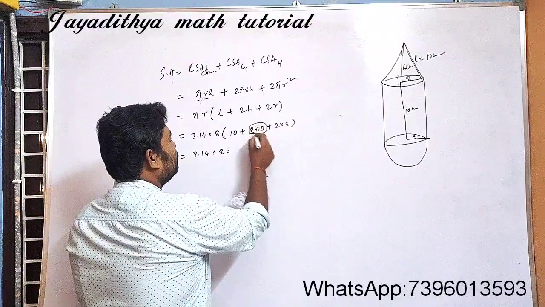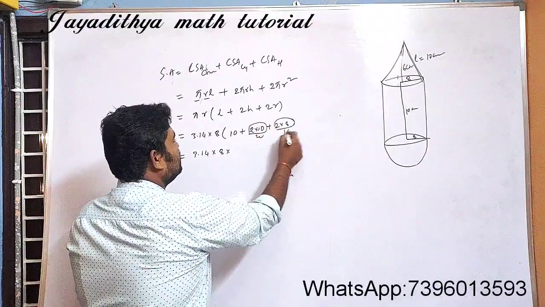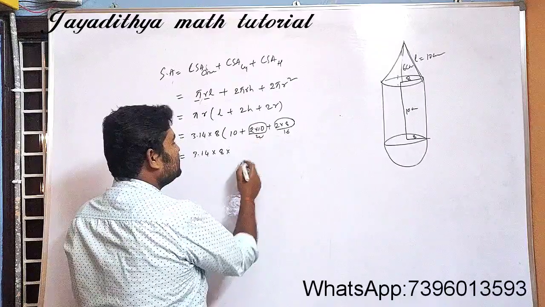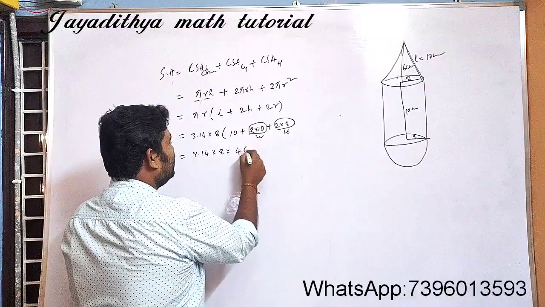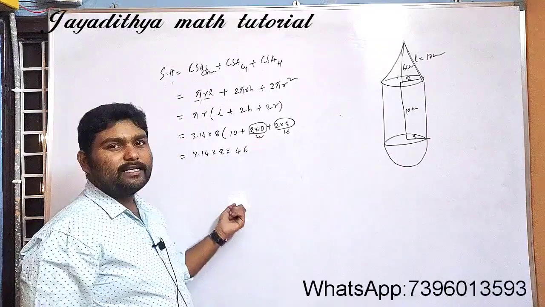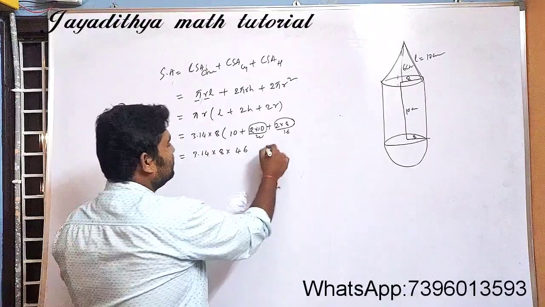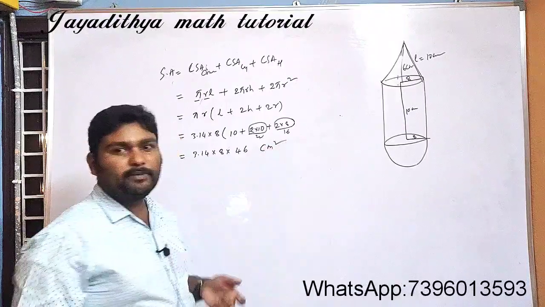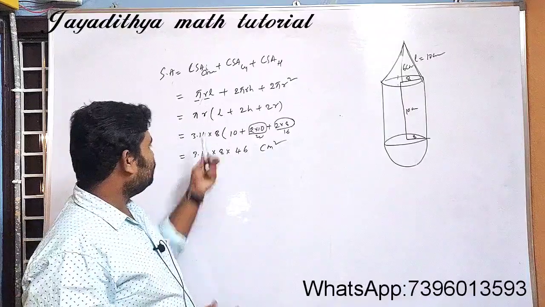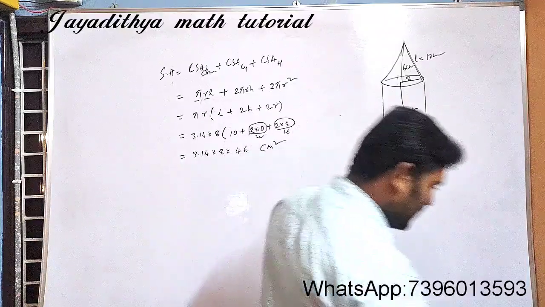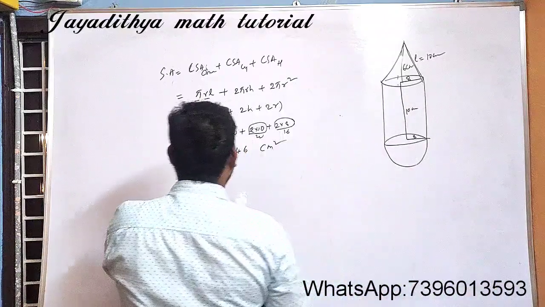So this will be 20 and this will be 16. 10 plus 20 is 30, 30 plus 16 is how much? 46. So you calculate this one, then you will get the answer. At the last you write centimeters square. I think you can do the multiplication now. Instead of wasting time, let us solve some other problems.